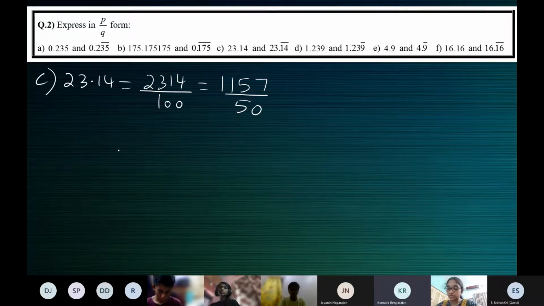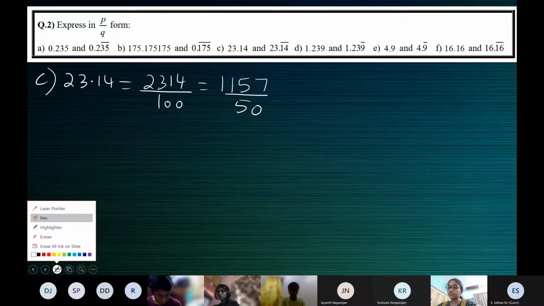Now let's check for 23.14 recurring. 23.14 is the terminating decimal. 23.14 with a bar on 14 is a non-terminating repeating decimal. If you have not done the homework, you need to take it down along with me. I'll be clearing the slide once I finish explaining. So either be quick to take a screenshot because it's homework, or fill it in your book quickly.